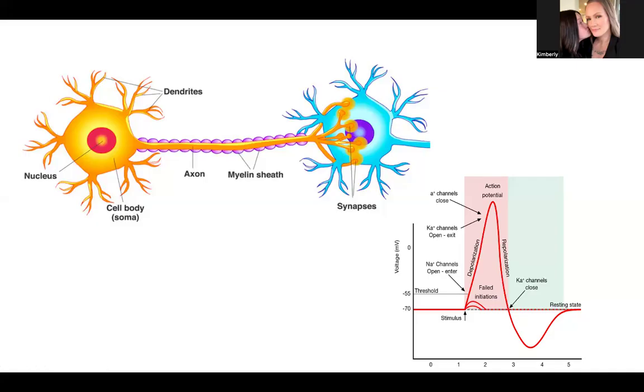And then also summation. There's spatial summation, where several synapses have a cumulative effect on the rate of the action potential. Lots of synapses with incoming ions collected at one time. So that causes the neuron to fire faster.